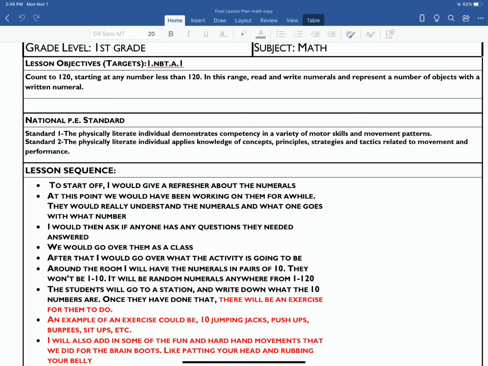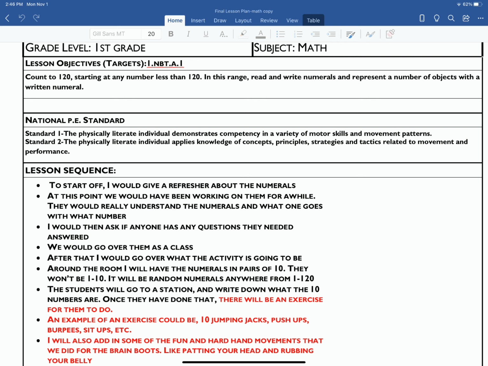I just thought that this was a big enough standard to have been covered, and we would cover this for quite a while. So, I chose two national PE standards. Standard 1, which is the physically literate individual demonstrates competency in a variety of motor skills and movement patterns, and Standard 2 as well. The physically literate individual applies knowledge of concepts, principles, strategies, and tactics related to movement and performance.